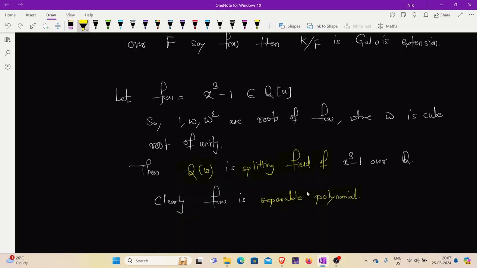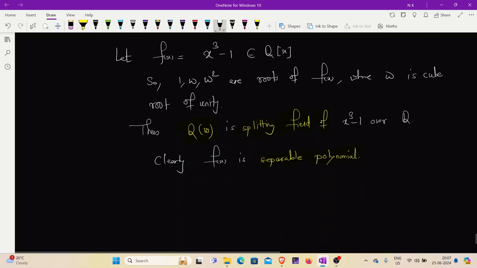If you use the previous result, equality holds if f of x is separable over F. Using that result, the number of automorphisms of Q(omega) over Q will be equal to the degree of the extension of Q(omega) over Q, which is actually 2. This happens because omega is a primitive root of unity, so it is a root of x square plus x plus 1, so omega can map to omega or omega can map to omega square.